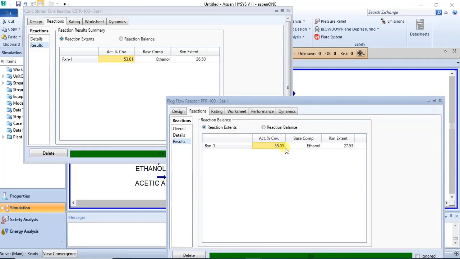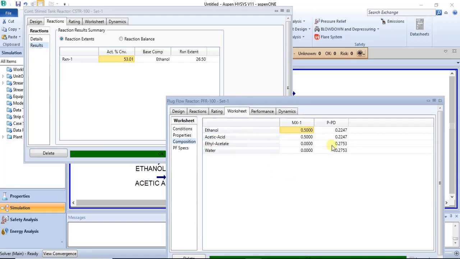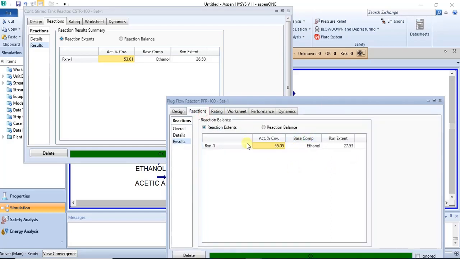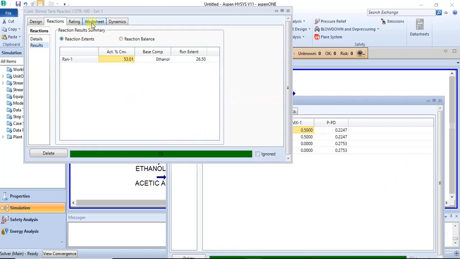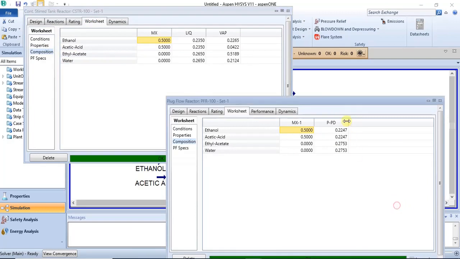So you see that the conversion of the PFR is slightly higher than the CSTR, and that is why you have more products coming out from the PFR, right? So more of the reactants are converted to products, right? And you can confirm that via the conversion, right? So you can see the composition of the products, right? So we can see that from the worksheet. Just click on composition, and this is actually the solution to this particular problem, right?